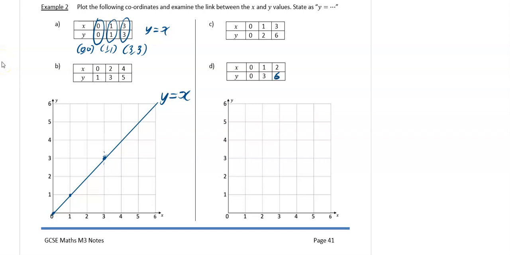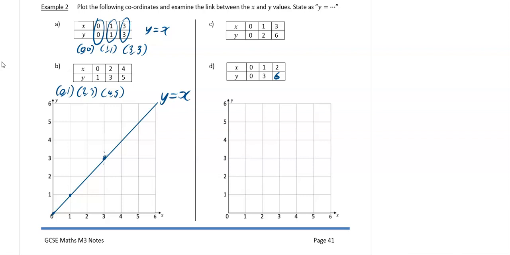Okay, so it's the same idea again in part B. You've got 3 coordinates. So this is a coordinate, this is a coordinate, and this is a coordinate. So let's write down the coordinates first this time. Now, if we have a look at these, when your X is equal to 0, your Y is equal to 1. So it's 1 more. The Y value is 1 more than the X.